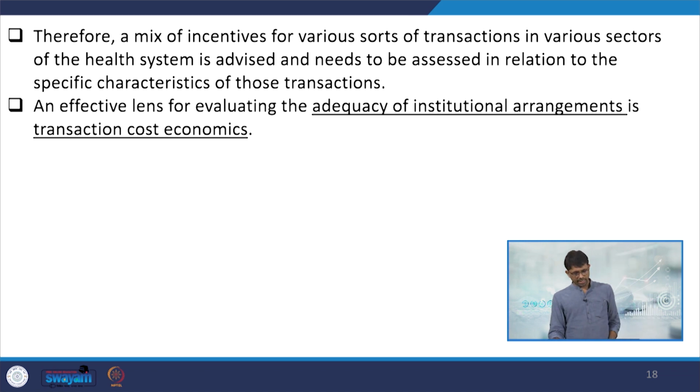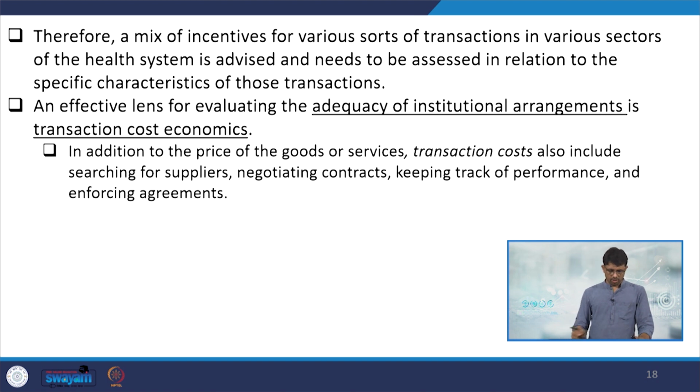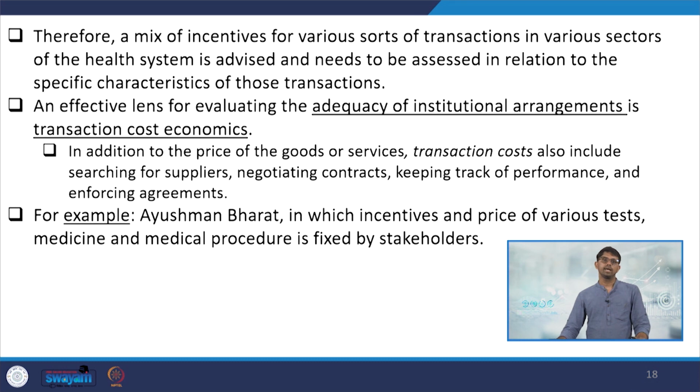Another direction in terms of this is adequacy of institutional arrangement, sometimes called transaction cost economics. This is in addition to the price of goods and services. Transaction cost also includes searching for suppliers, negotiating contracts, keeping track of performance, and enforcing agreements. Like in Ayushman Bharat, in which incentives and prices of various tests, medicine and medical procedures are fixed by stakeholders, that is very rigid.